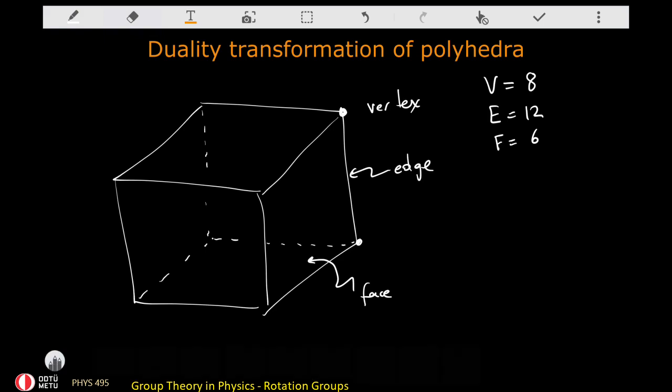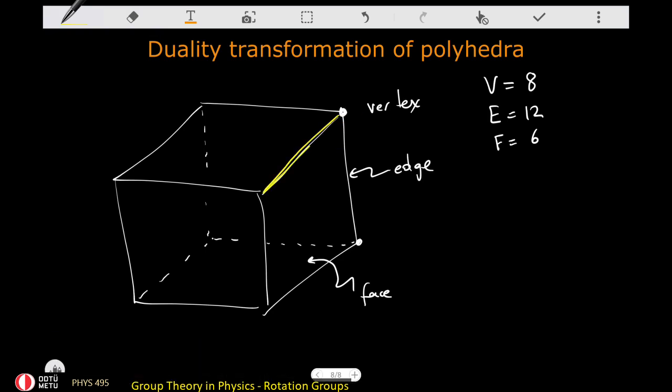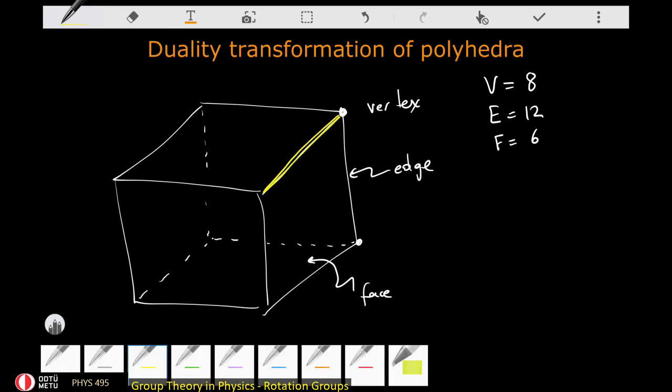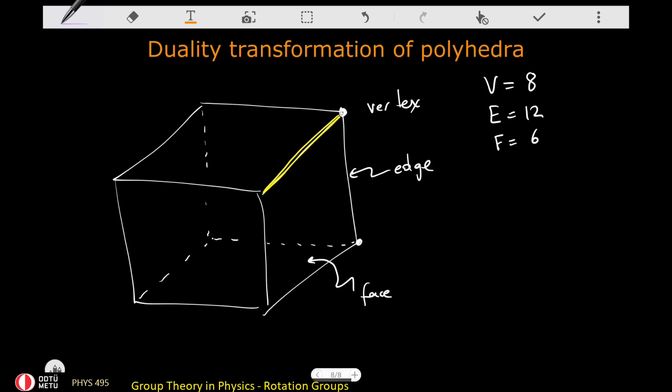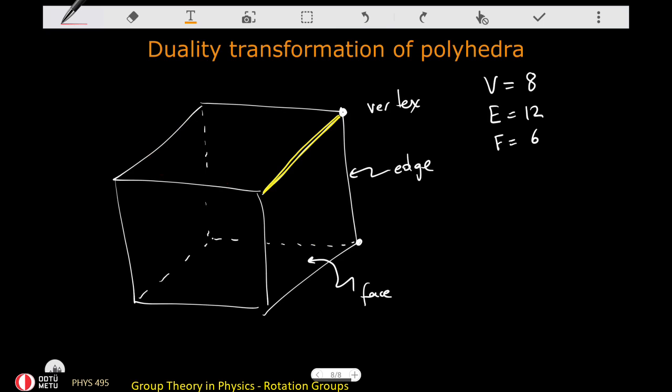In any case, let me use a different color in here. So an edge like this one in here can be considered as connecting either 2 neighboring vertices, you can think of it like that, or it can be considered as connecting 2 neighboring faces. So this face and that face, they are neighbors, so these 2 neighbors actually meet at that edge, right? So there's something, in a way, a dual function for each edge. So you can think of an edge connecting either 2 vertices or 2 faces.